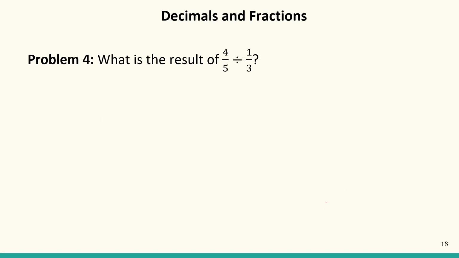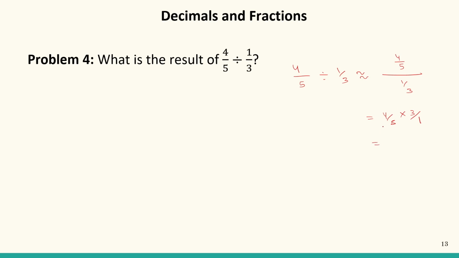So what problem number 4 tells us is we need to divide 4 by 5 by 1 by 3. So what we have here is 4 by 5 and we need to divide it by 1 by 3. So we can write it something like this. Okay, 4 by 5, 1 by 3. So this is nothing but equal to 4 by 5 into 3 by 1.